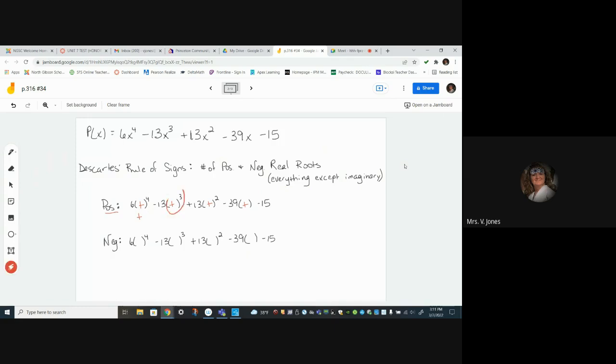When you take a positive to the 3rd power, that's positive, but when you multiply it by that negative, you get a negative. Positive squared is positive, times that positive is a positive. Negative times a positive right there is a negative, and then this last one is just negative. So then you go back and look to see how many sign changes just occurred.